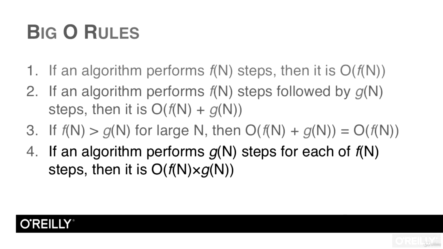Rule 4 says, if an algorithm performs g of n steps for each of f of n steps, then its behavior is order f of n times g of n.